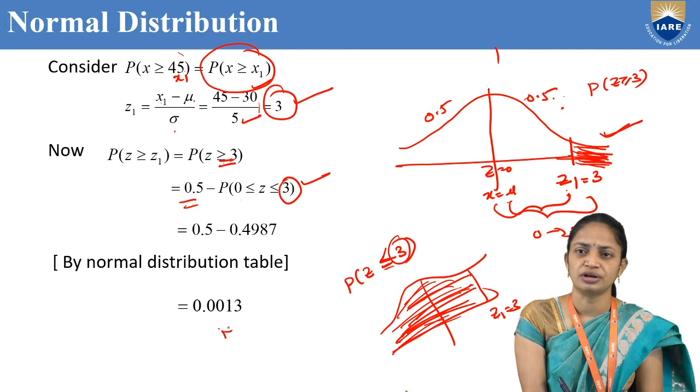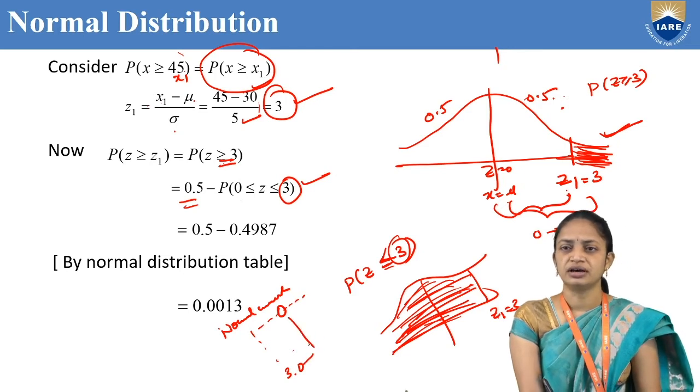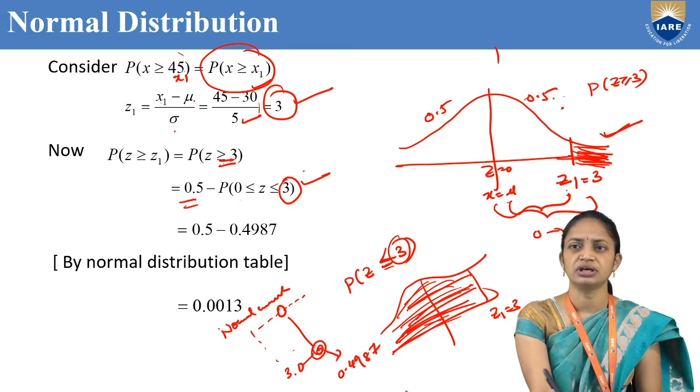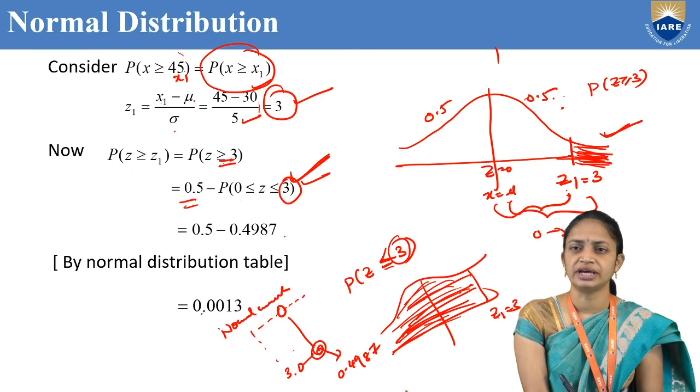Let us consider this is the normal curve, and here we have 3, that means 3.0, and in that we need to take 0. If you take this value from the normal distribution table, we will get 0.4987. I already showed how to take that value. So 0.5 minus 0.4987, after simplification we will get 0.0013.